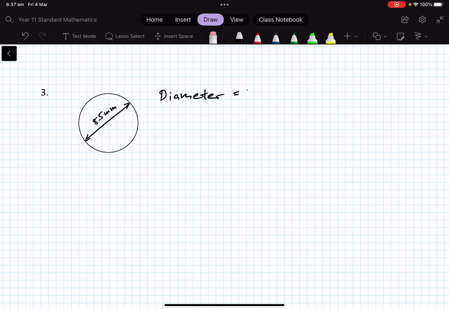Diameter is equal to 85 millimeters. Now, at this point, you could change it to centimeters, but I might do that at the end just to see what the final number is. So the diameter is equal to 85 millimeters. Now, that means that the radius is equal to 85 divided by 2, which in this case would be 42.5 millimeters.